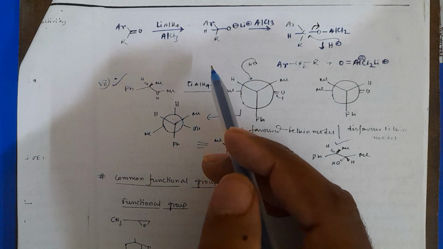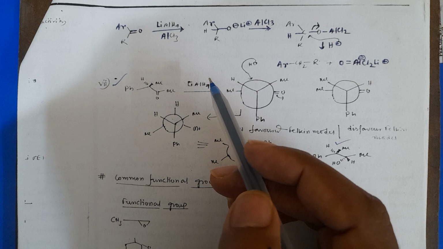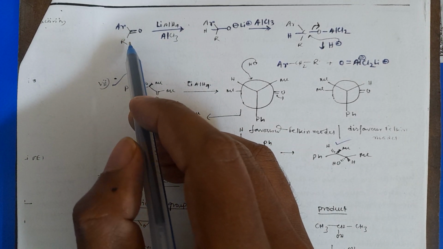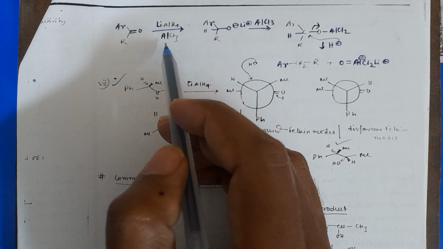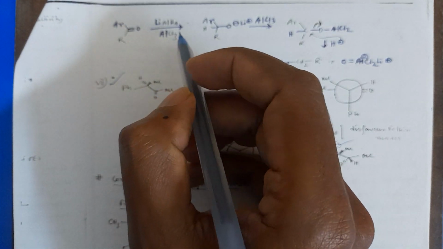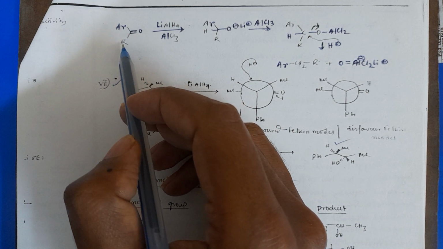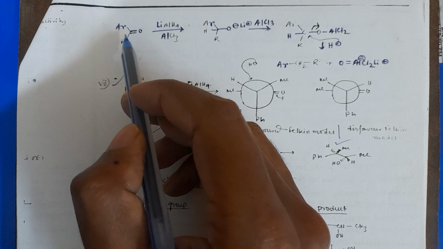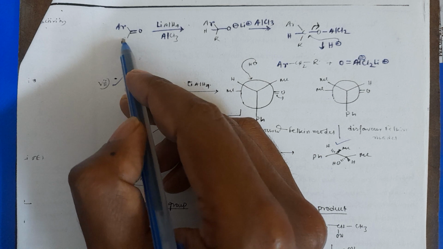So today in this particular video we are going to learn how an unsymmetrical ketone is reduced in presence of lithium aluminum hydride along with a Lewis acid like aluminum trichloride. Now here you can see this unsymmetrical ketone, where one part of the ketone is associated with an aryl group and the other part is associated with an alkyl group.